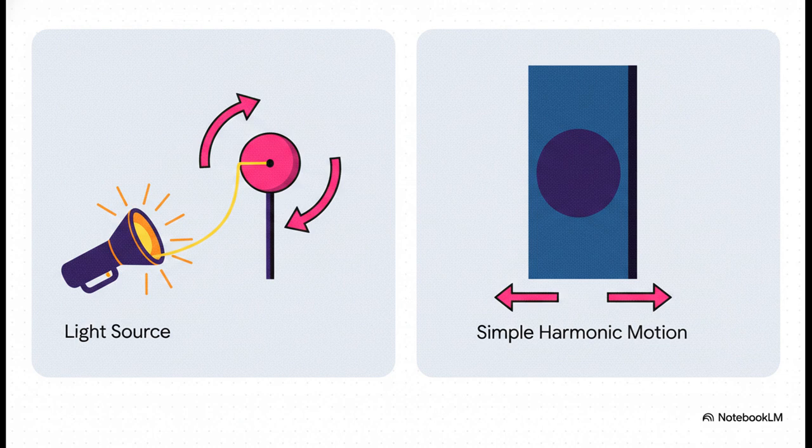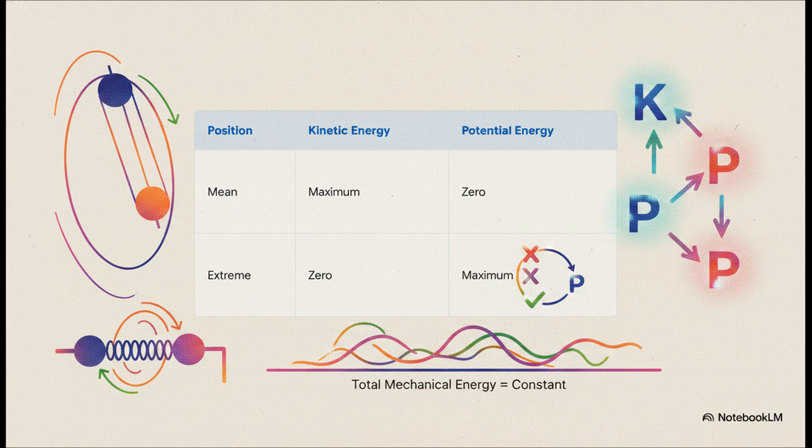This is how we map circular paths onto linear displacement graphs to help visualize the math you'll see on your exams. And as that shadow moves back and forth, its energy state is constantly shifting. When a pendulum or an oscillating spring is all the way at its extreme edges, the maximum amplitude, it briefly stops moving. At this exact moment, kinetic energy is zero, and potential energy is at its absolute maximum.